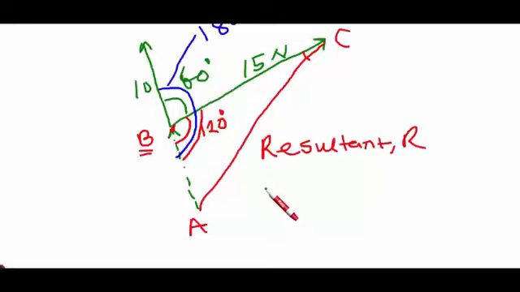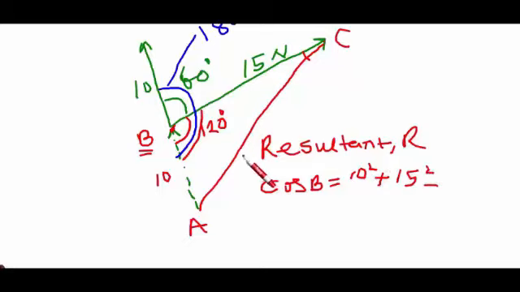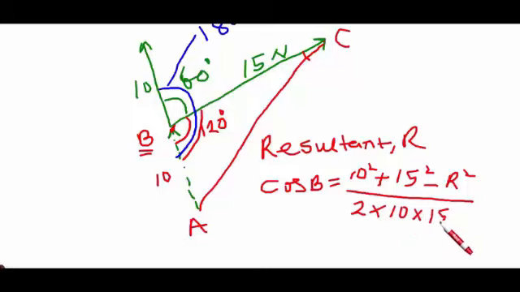Okay, so our B is 120. So we can quickly write our formula for cos B. So cos B is going to be the sides that form B. This is our 10, don't forget. It is 10 squared plus our 15 squared minus the side facing the angle, which is R squared, divided by 2 times 10 times 15, the ones we added.